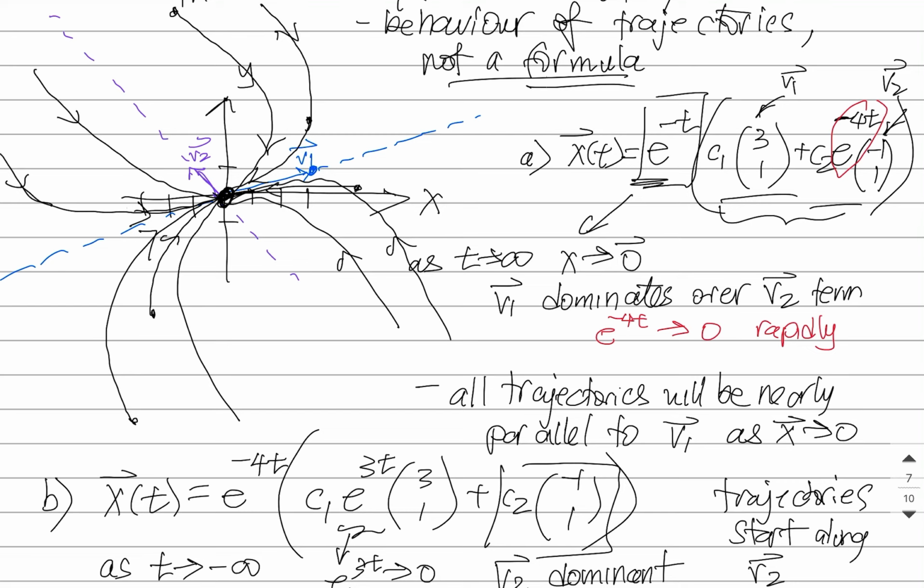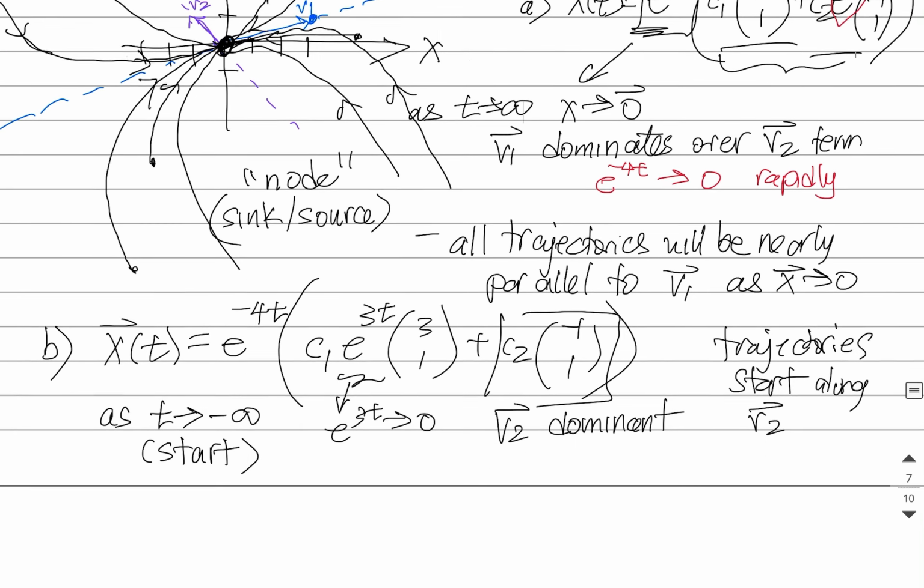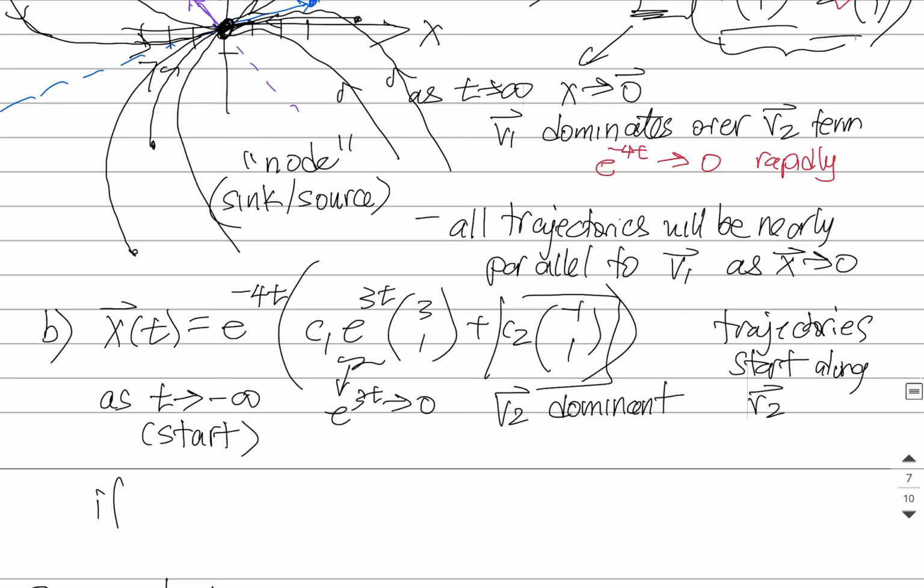So there's our x equals 0. Every one of these is just called a node. It doesn't have a fancy descriptive title. It's just a node. Sometimes we call this a sink or a source. Now, in this particular case, if the lambda 1 and the lambda 2 are negative, we get what's called a sink.